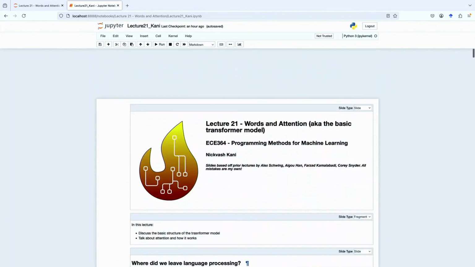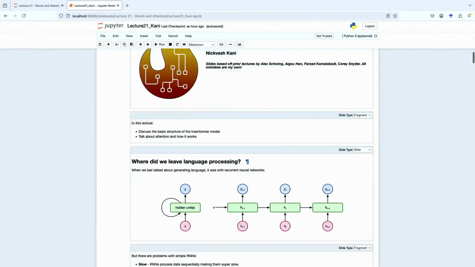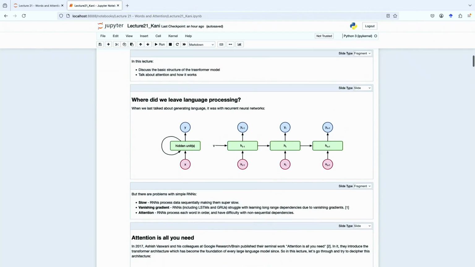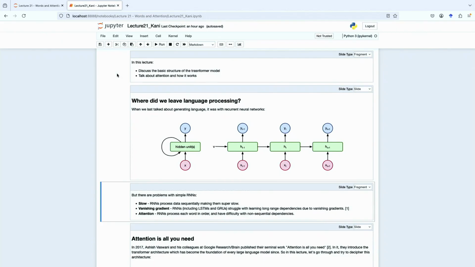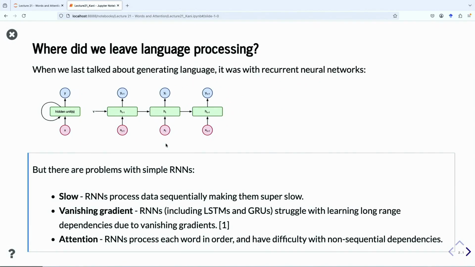So the vanishing gradient problem has been around for a while. It's just hard to solve. So you've got to figure out some clever ways to fix it. And then the last thing is simply that RNNs don't have any form of attention. RNNs process one word at a time.